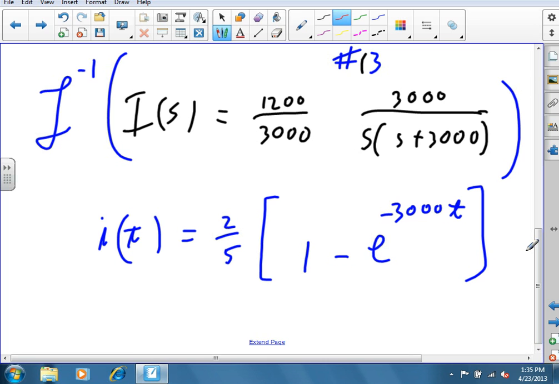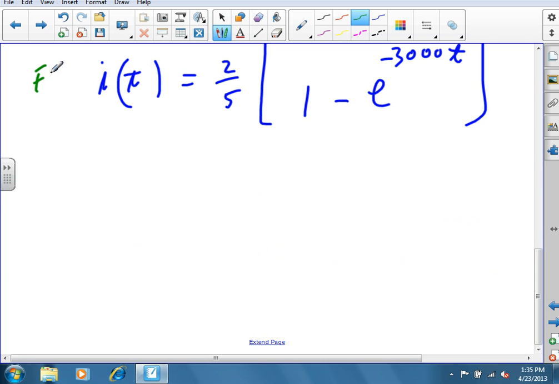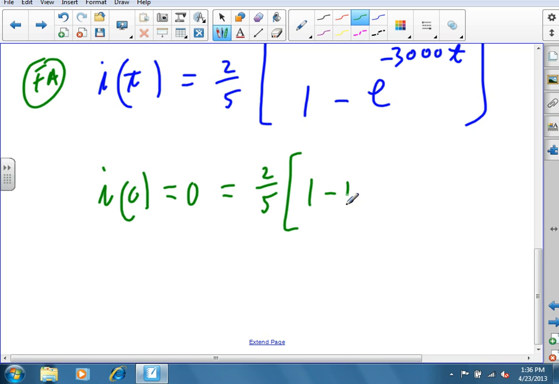Oh, stupid me. When was one of you guys going to tell me that I'm dumb? What's I of 0? I at 0 is supposed to be 0, and it's 2 over 5 times 1 minus 1, which is 0. Check. So when are you guys going to tell me that? Because e to the 0 is 1, 1 minus 1 is 0. I guess t is 0. Yeah, and I was in Netherland doing something else.